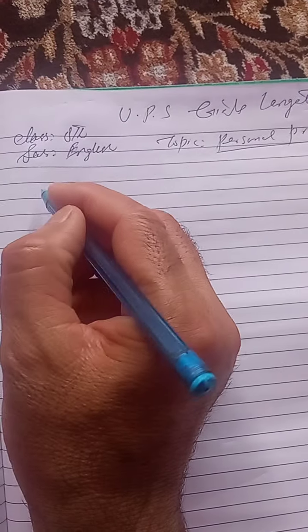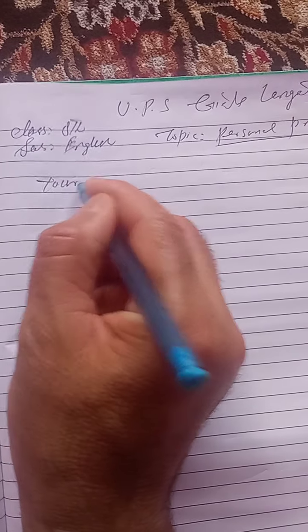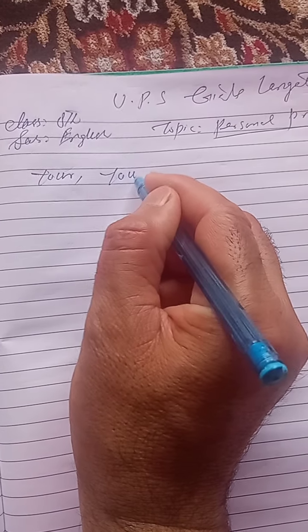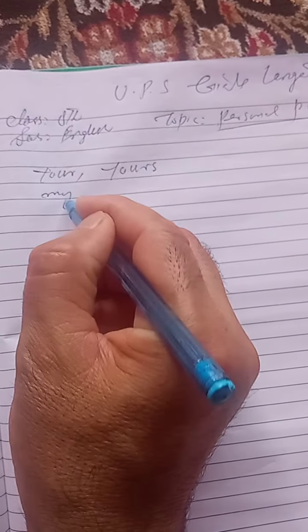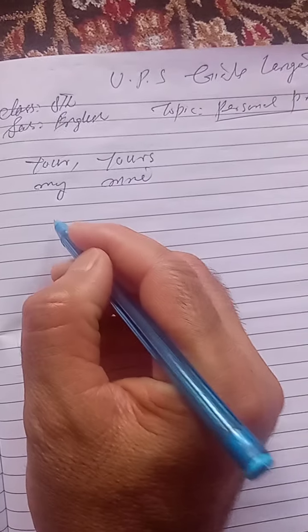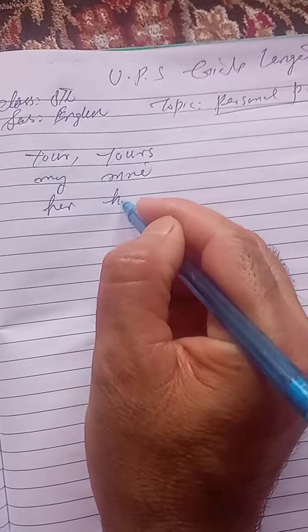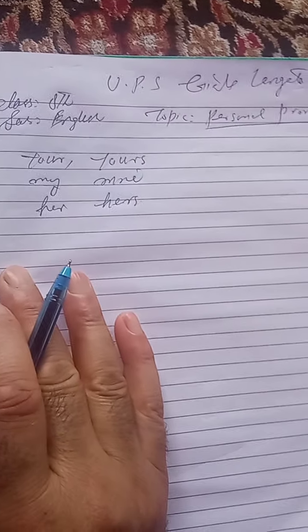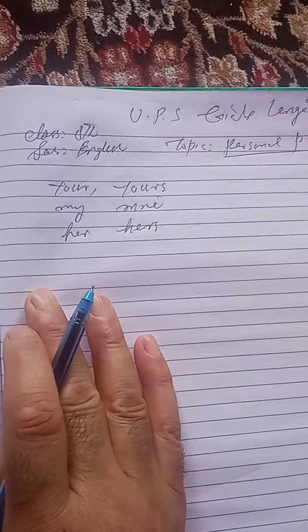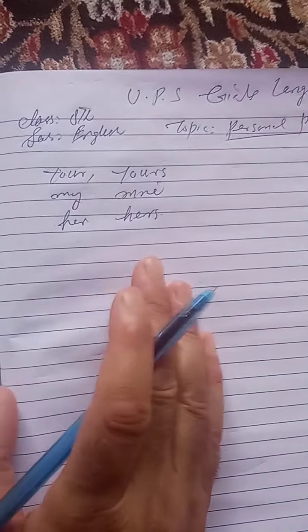Yesterday I talked about the nominative, possessive, and accusative forms of pronouns. So, coming to the possessive pronouns, you all know I used two words: your and another form, yours; my, mine; her, hers. Okay, so I used two forms of these possessives.